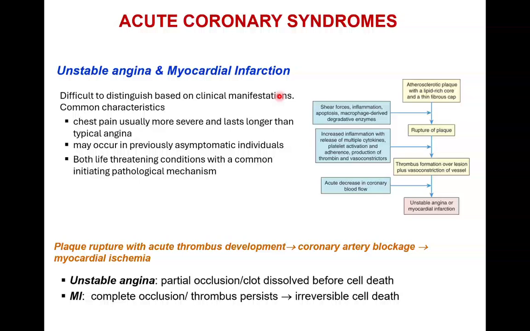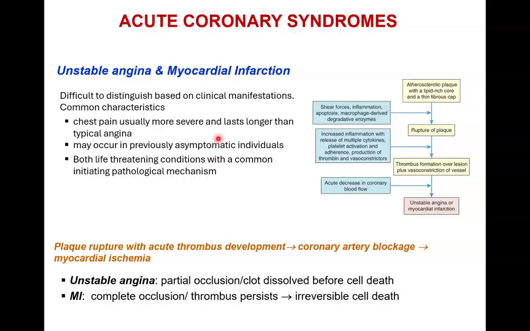Because the precipitating events that lead to unstable angina and myocardial infarct are the same in the initial instance, they're difficult to distinguish, and so oftentimes they're treated together until a differential diagnosis is made. They share commonality in the chest pain, which, relative to stable angina, is more severe and tends to last longer. Typically, it's not relieved by rest. It can come on suddenly in an individual with no history of heart issues.